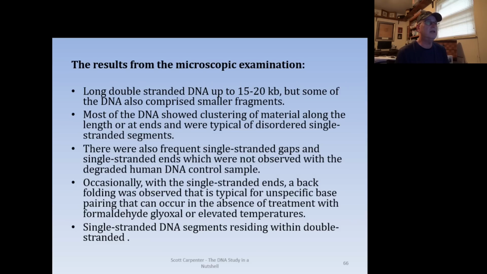Occasionally, with the single-stranded ends, a backfolding was observed that is typical for unspecific base pairing that could not occur in the absence of treatment with formaldehyde, glyoxyl, or elevated temperatures. Single-stranded DNA segments residing within double-stranded DNA. In other words, you had single-strand, double-strand, single-strand.